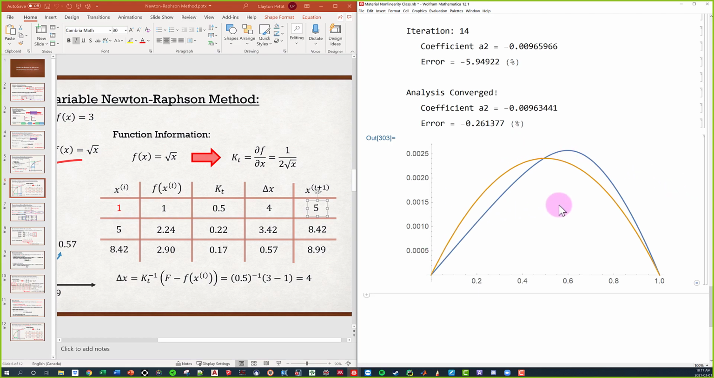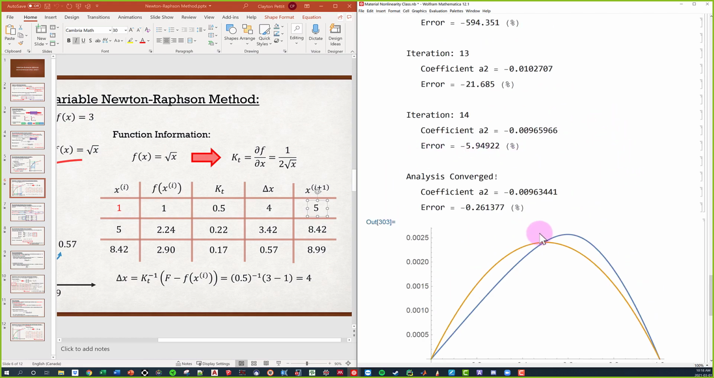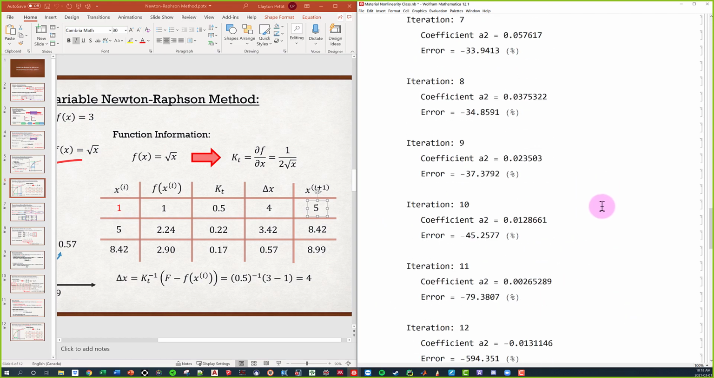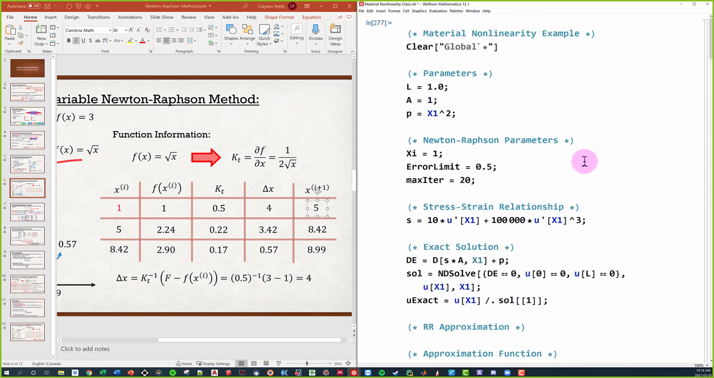Of course, it did a reasonable job. We did our approximation function as a parabola, which is why it's symmetric about the center. But the realistic solution is skewed a little bit to the right. If we were to increase this to a cubic function, we would start to see it align more. But yeah, that's the Newton-Raphson method for this nonlinear analysis. So that's it for this example now.